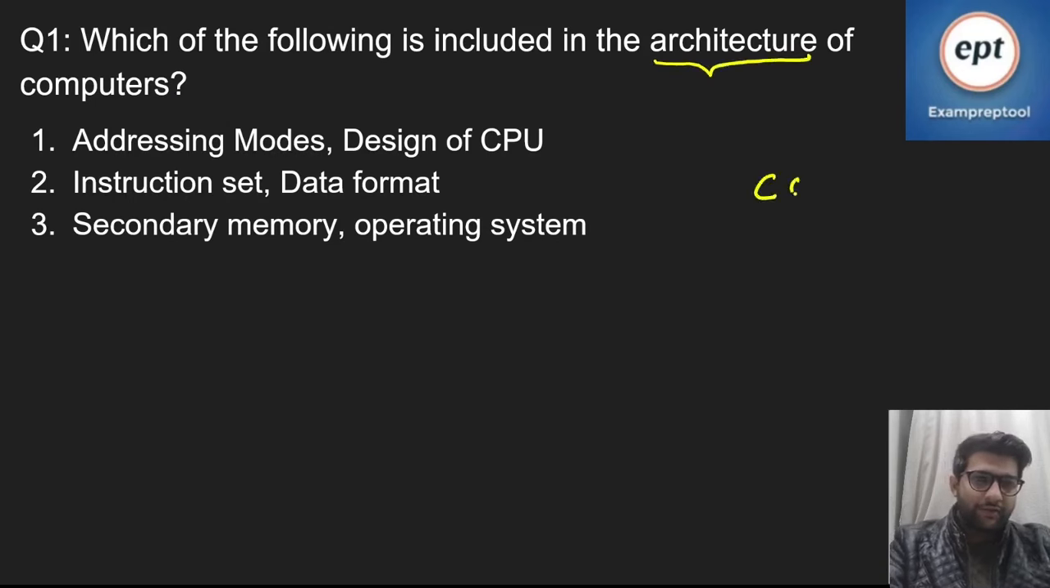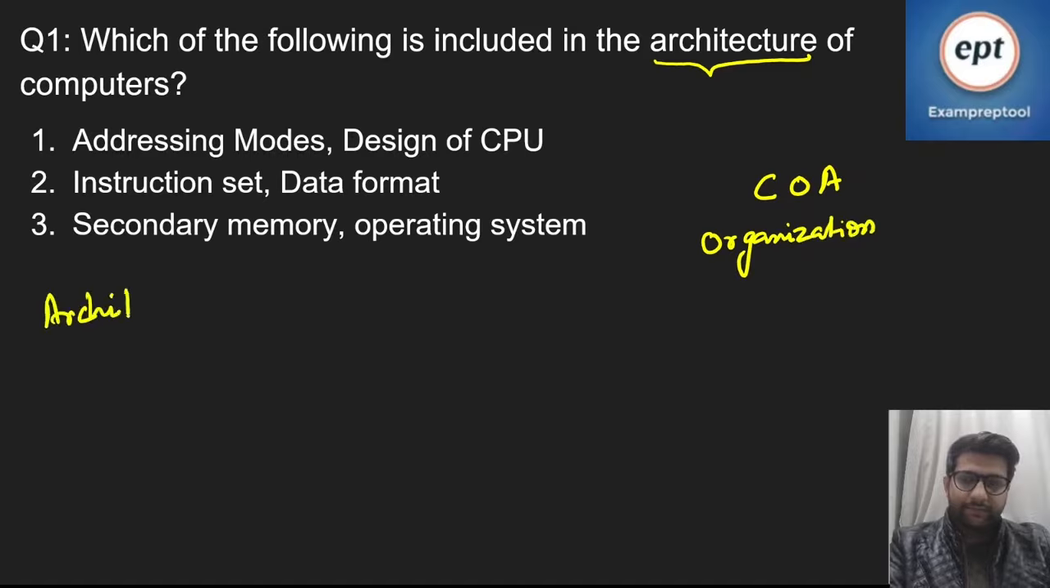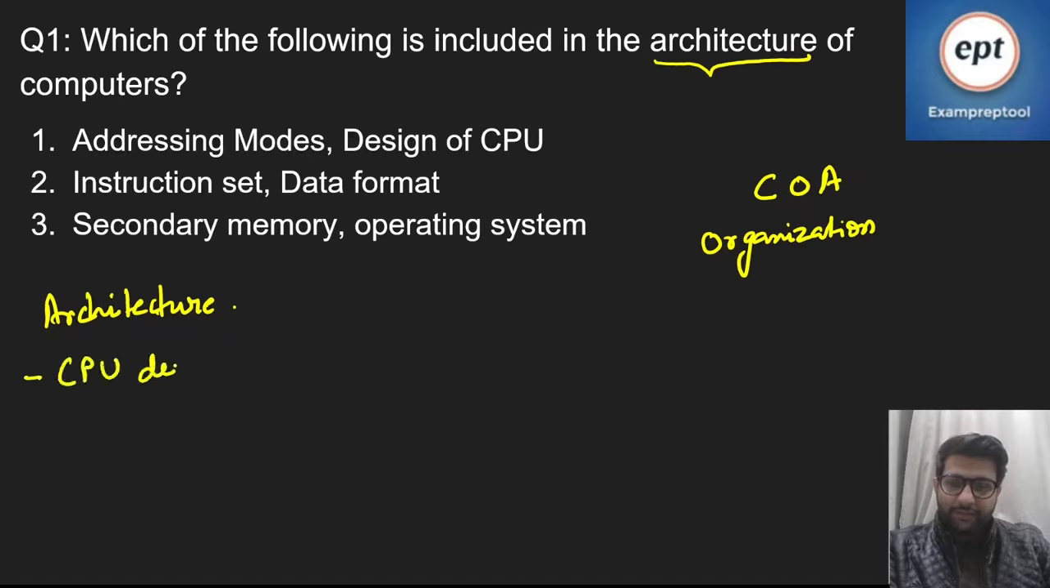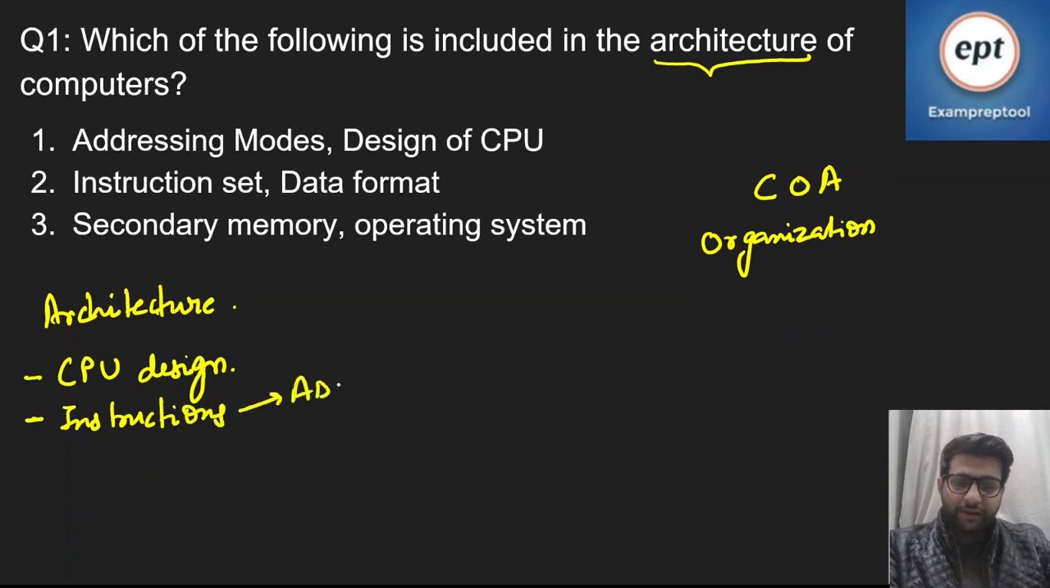So we know that COA consists of what? Computer organization and architecture, right? So architecture usually comprises of the CPU design, the different instructions that the computer will support, different instructions like the add instruction, the multiply instruction, the divide instruction, and so on. Right. So these are different types of instruction this computer will support.